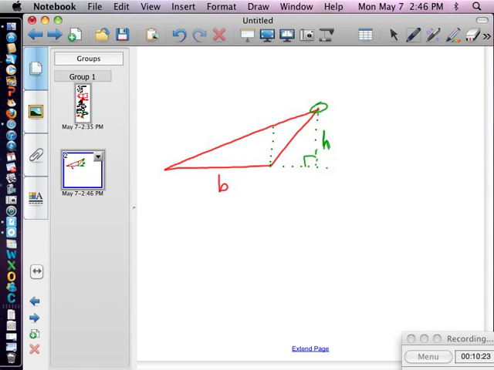It's got to be all the way to the top. You could do it over here, but this would just be a longer imaginary line. But you could still do it. I just did the shortest one first. All right.